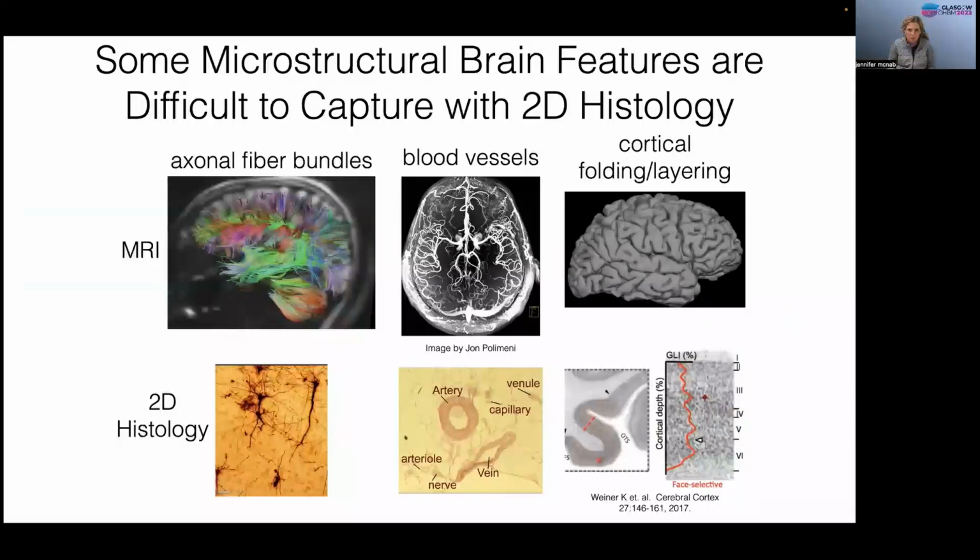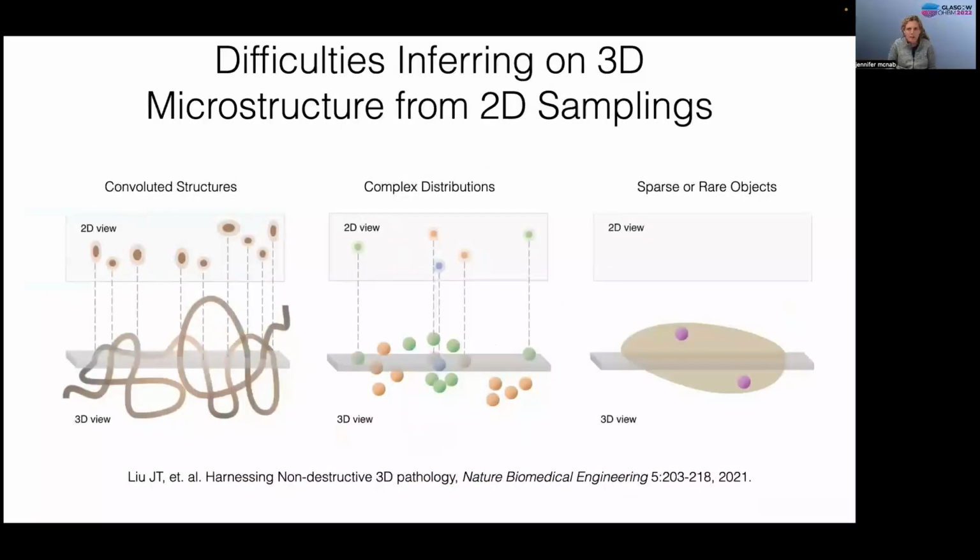Unfortunately, some microstructural brain features are difficult to capture with 2D histology. For example, axonal fiber bundles and blood vessels project in 3D, and the curved nature of the cortex can make it difficult to obtain slices of tissue that accurately reflect the distinctive layering patterns. This recent review paper highlighted some of the difficulties associated with inferring 3D microstructure from 2D samplings, showing convoluted structures, complex distributions of tissue components, and the possibility of failing to capture tissue components that are sparsely distributed.